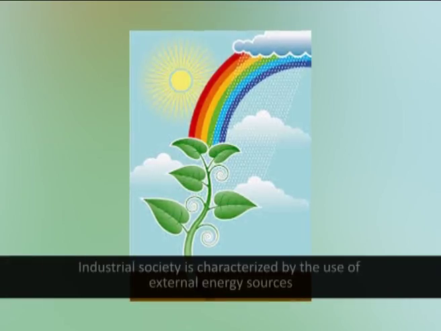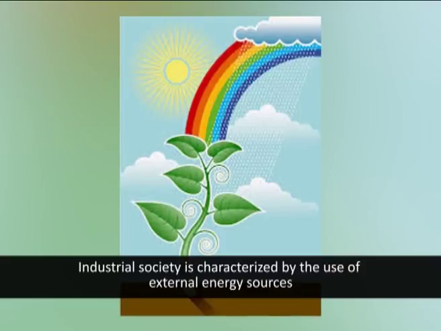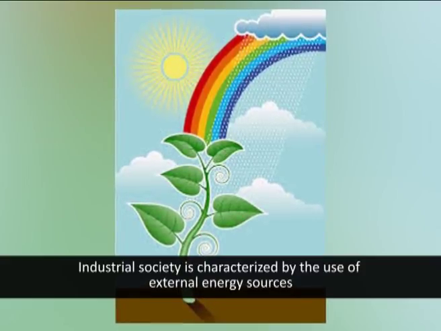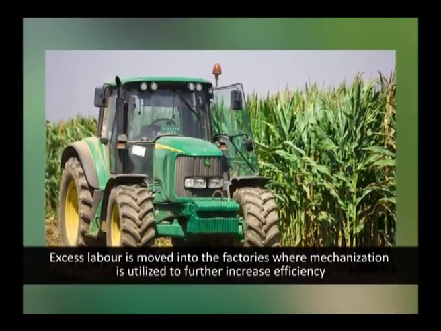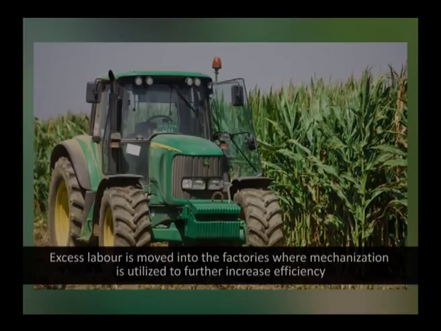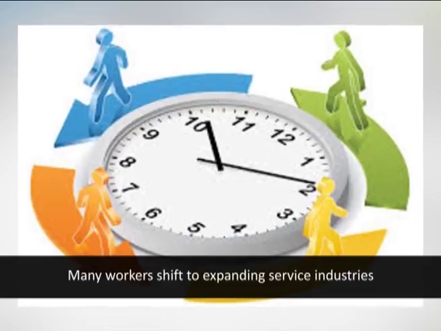Well, industrial society is characterized by the use of external energy sources such as fossil fuels to increase the rate and scale of production. The production of food is shifted to large commercial farms where the products of industries such as combined harvesters and fossil fuel-based fertilizers are used to decrease required human labor while increasing production. The excess labor is moved into factories where mechanization is utilized to further increase efficiency. As populations grow, mechanization is further refined, and many workers shift to expanding service industries.